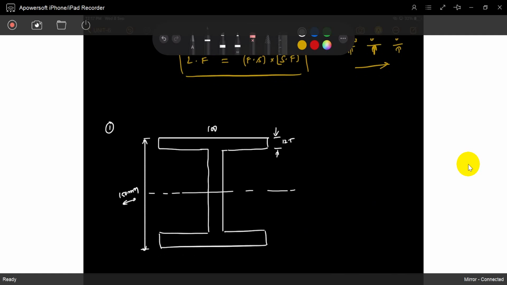Height is 140 mm. Take Fy as 250 Newton per mm square. Determine the shape factor.